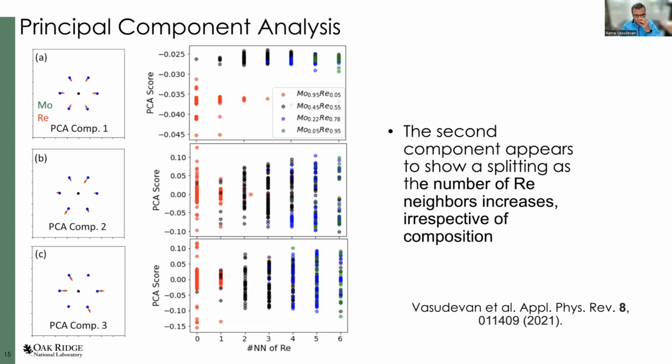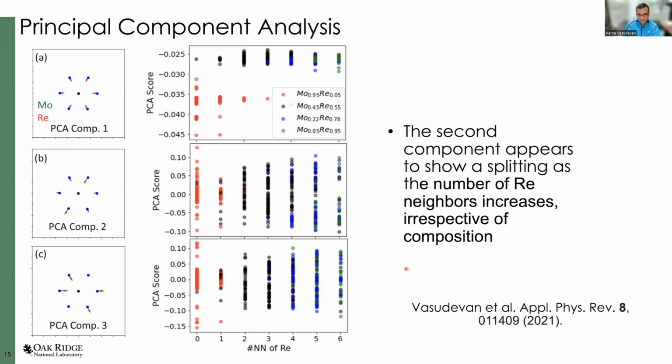But although the colors are mixed, we see that the scores themselves are bifurcating. We're starting to get increasing values of our PCA score for component number 2. This is really interesting because it suggests that although the composition dependence is not particularly high, the principal component analysis score is very dependent on the number of nearest neighbors of rhenium itself. So this is very important. Irrespective of composition, we seem to have an effect that is dictated by the local chemical environment, not by the global composition. And this is really important in terms of understanding the drivers of this particular phase transition.